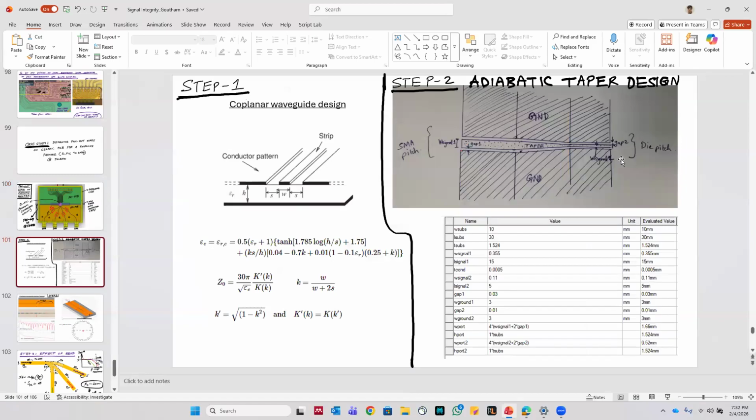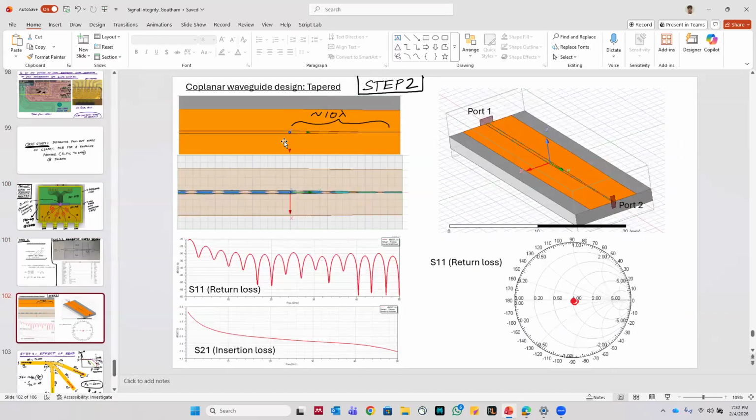So how I did this, I divided the problem. On one side, I have a wide pitch. The other side, I have a much narrower waveguide. So I first designed the taper, okay? I tried different lengths of taper, and typically if your taper length is around 10 times the wavelength, you get a good matching, okay?